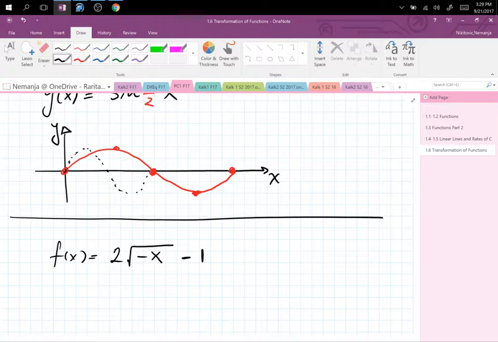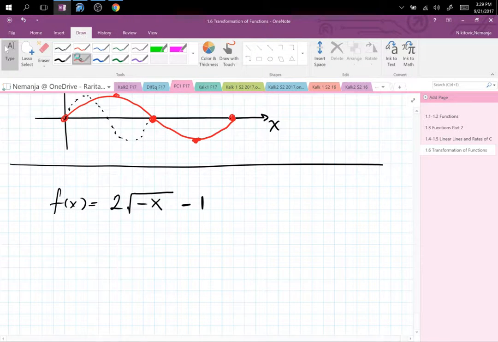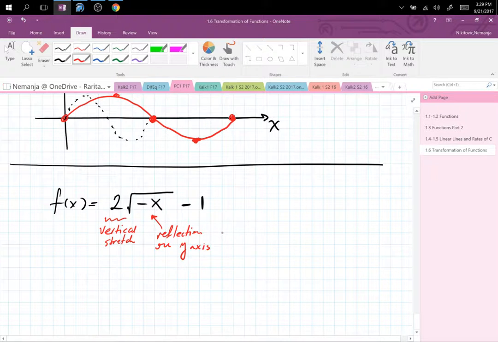On y-axis there. See? It's a 50-50 chance you will guess. Just take a stab and see what happens. All right. Over here, vertical stretch. Over here, reflection on y-axis, and over here down 1 unit.